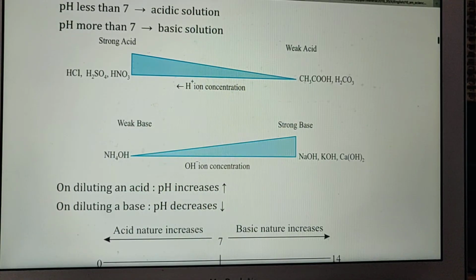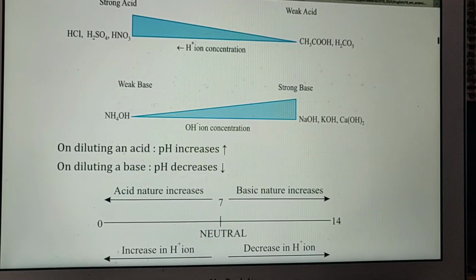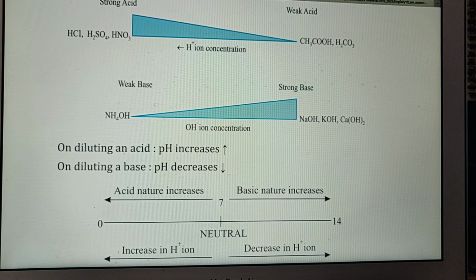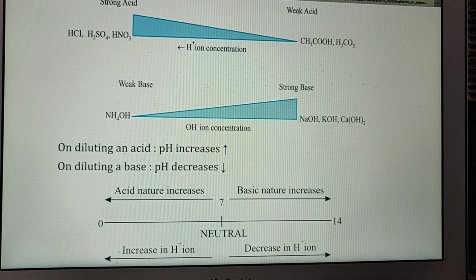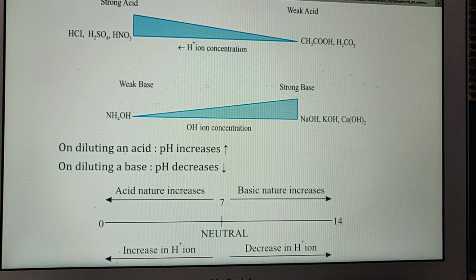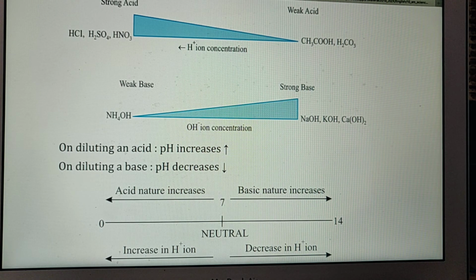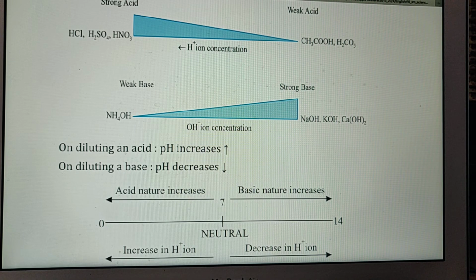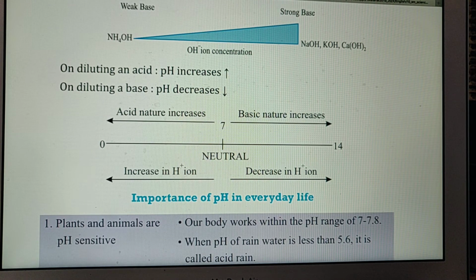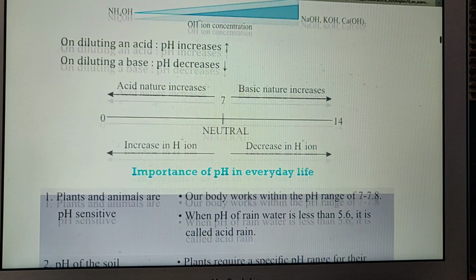So if we consider strong acids and weak bases, strong acids like HCl, H2SO4, HNO3 are strong. Their pH is less than 7. Weak acids are like acetic acid and H2CO3, carbonic acid. A weak base is ammonium hydroxide, and on the other side strong bases have a higher pH. On diluting an acid, pH increases. On diluting a base, pH decreases.